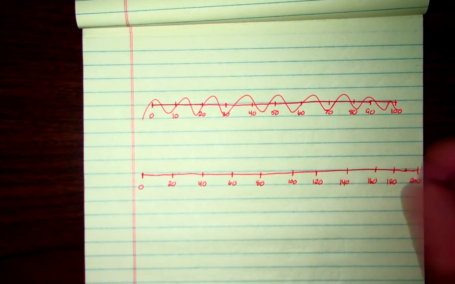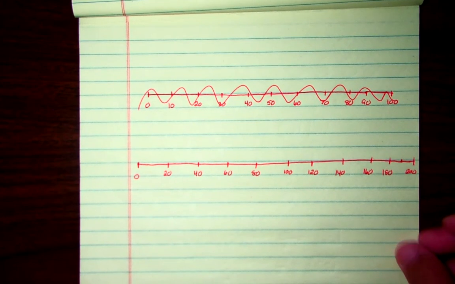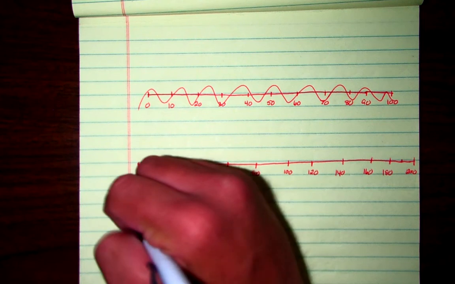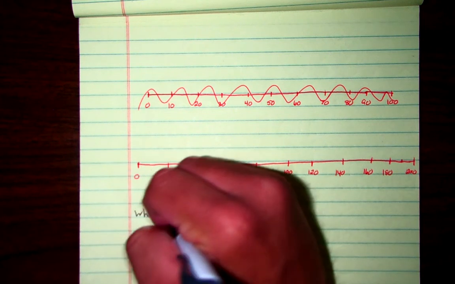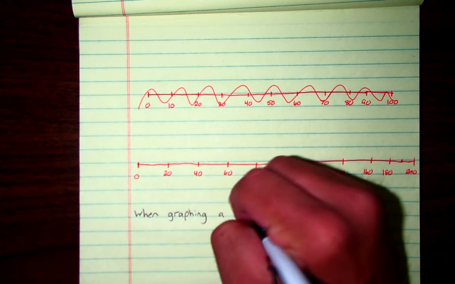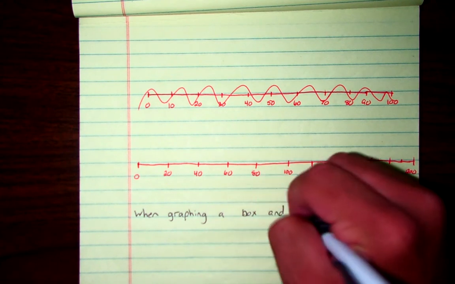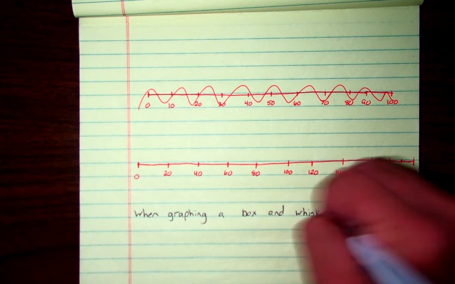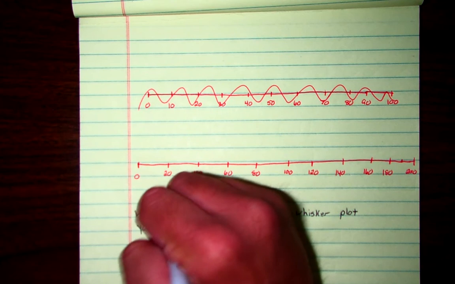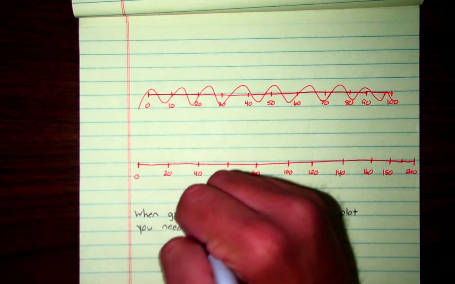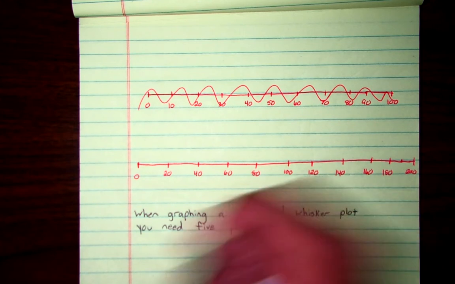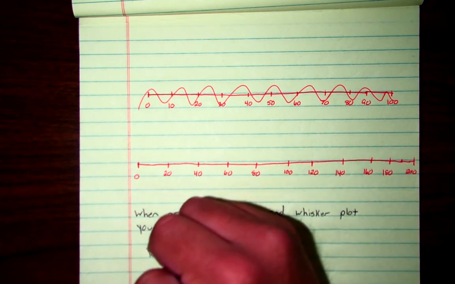Now it all fits. All right, when you're making your box and whisker plot, there are 5 things. So I'm going to write this down. When graphing a box and whisker plot, you need 5 points. Your box has 3 items.